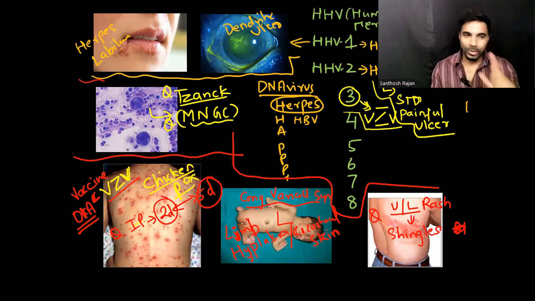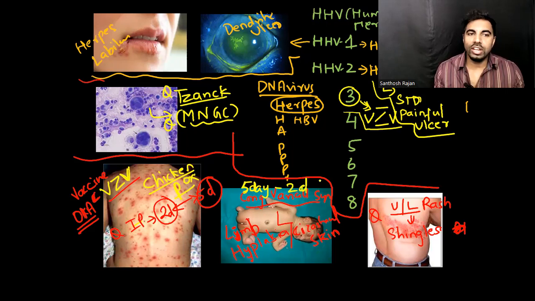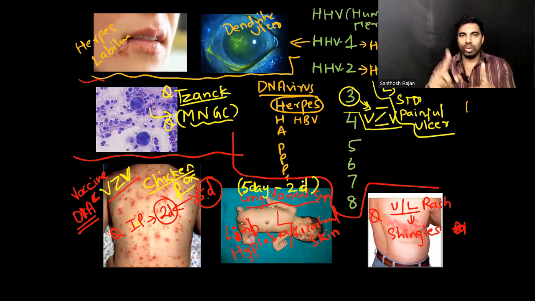And one more thing: about the chance of getting congenital varicella syndrome in pregnancy, you don't need to think too much about it. I already told you, the infective period is 2 days, 5 days. Congenital varicella syndrome happens when the pregnant lady gets chickenpox between 5 days before delivery or 2 days after delivery. 5 days before or 2 days after. So 2, 5, 5, 2.